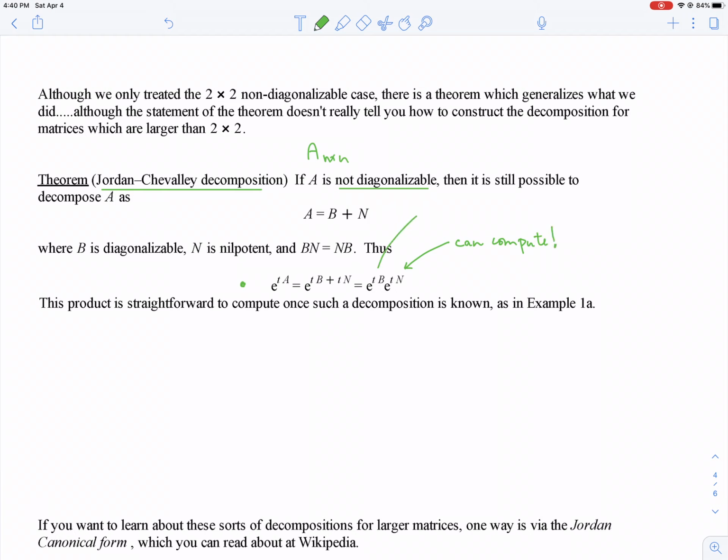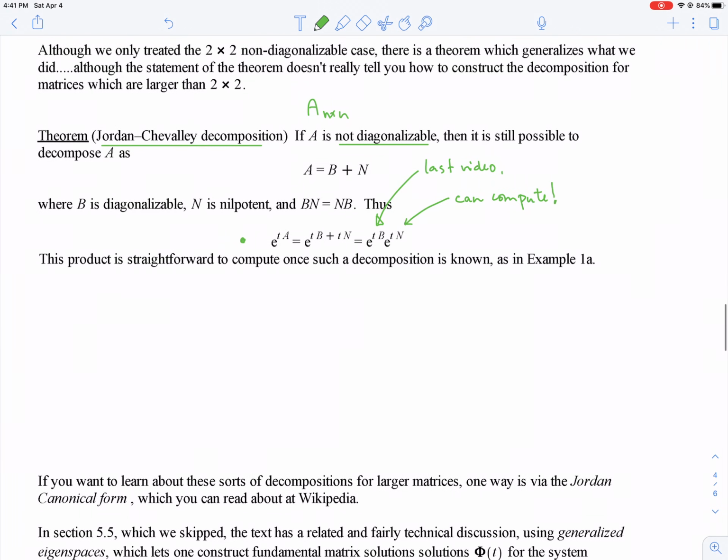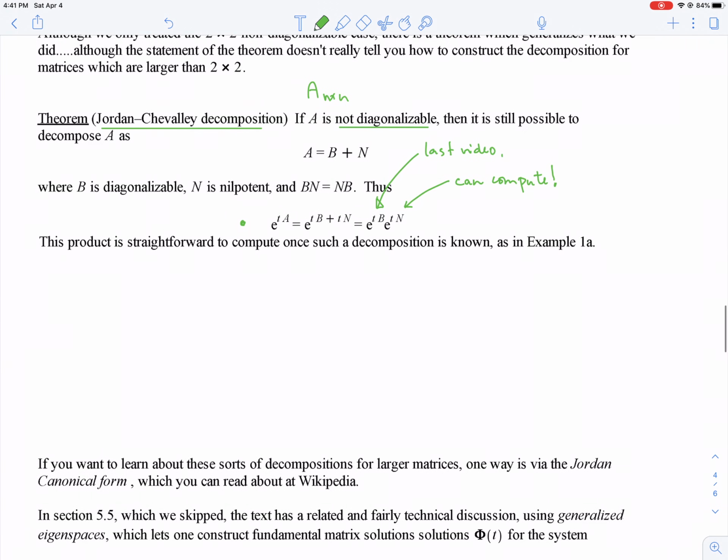And since B is diagonalizable, we know how to compute e to the tB, either using a fundamental matrix solution whose columns are of the form e to the lambda t v, or using the diagonalization identities, which are related to that.